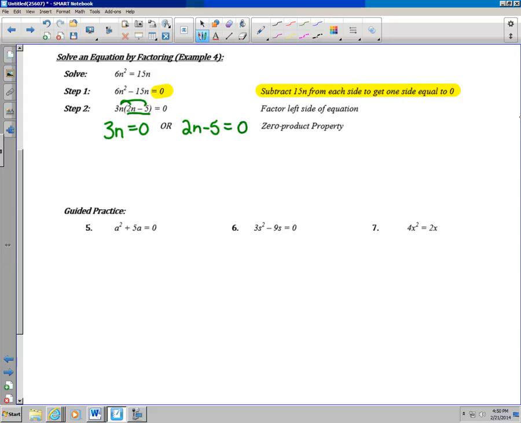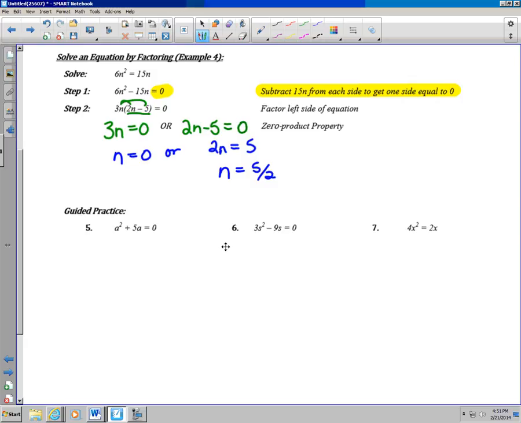So that being said, we will divide both sides of this first equation by 3, and our first option is n is going to be equal to 0. Our second option, we're going to add 5 to both sides, and we end up with 2n equal to 5. Divide both sides by 2, and we get n equals 5 halves, or 2.5, however you want to look at it.